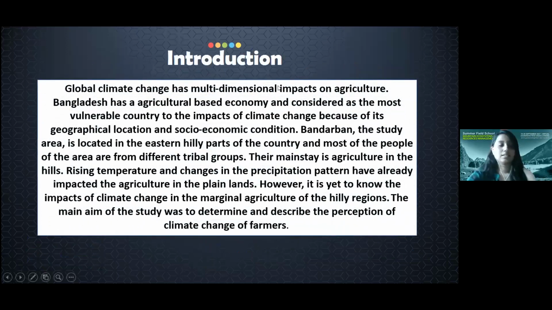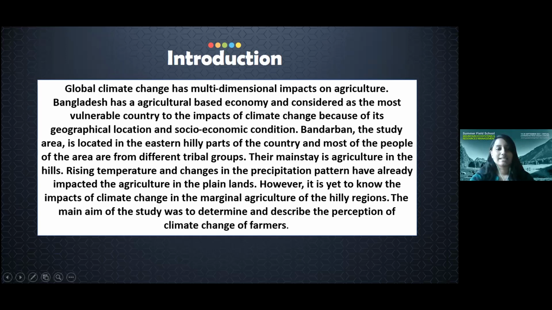So as you know, global climate change has multidimensional impacts on agriculture, and Bangladesh has an agriculture-based economy, but it is considered a vulnerable country due to the impacts of climate change because of its geographical location and socioeconomic condition. Our study area is Bandarban, which is located in the eastern hilly parts of the country. This district is mainly based on different tribal groups, and their mainstay is agriculture.